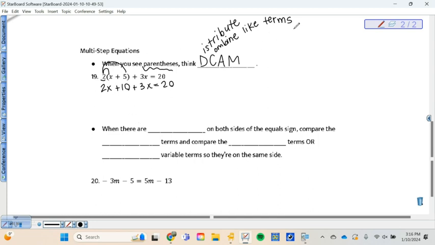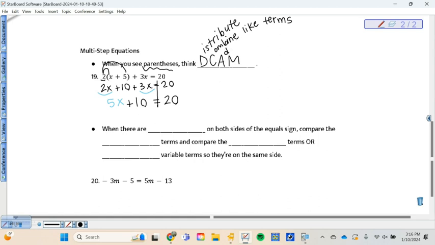Okay, so my next step is combining like terms. I look at each side of the equation. On the right-hand side, there's only one term, so I can't combine it with anything. But on the left-hand side, do I have any like terms? Good, 2x and 3x. What's 2x and 3x combined together? 5x. So now I have 5x plus 10 equals 20. And now we are just at a regular two-step equation. So what's my next step going to be? Good. And so that's my next step.